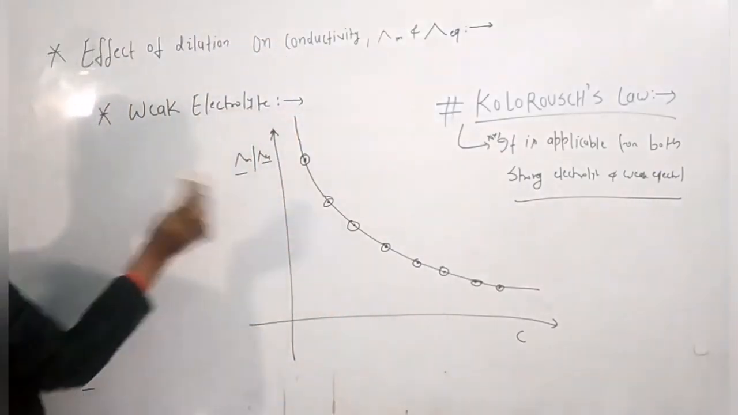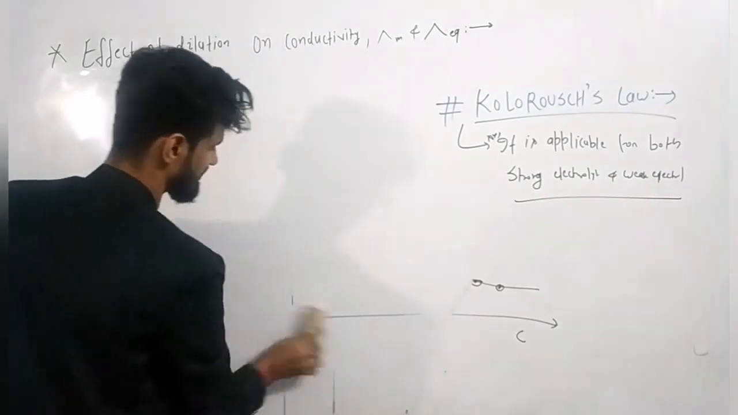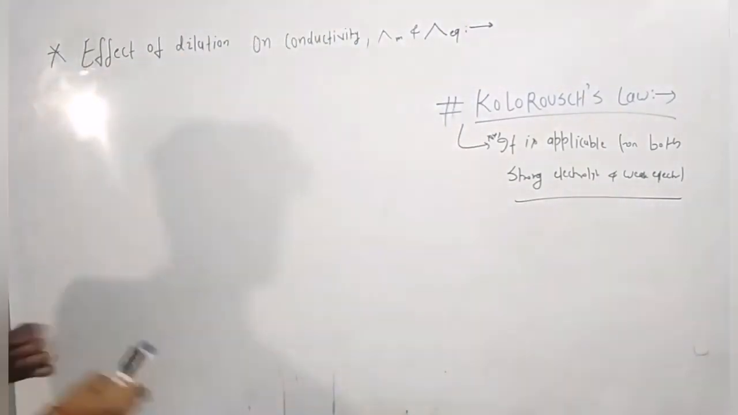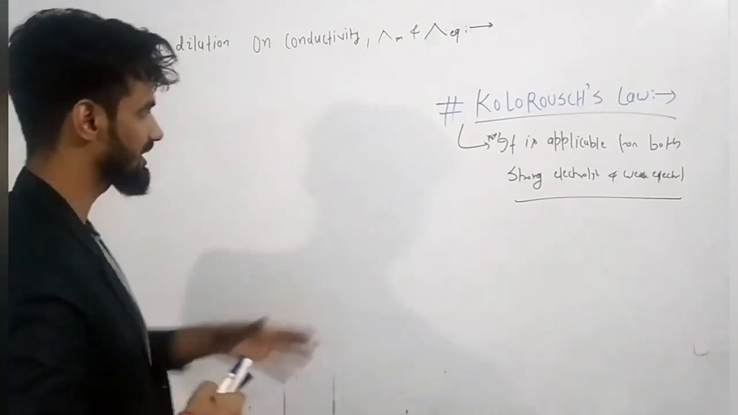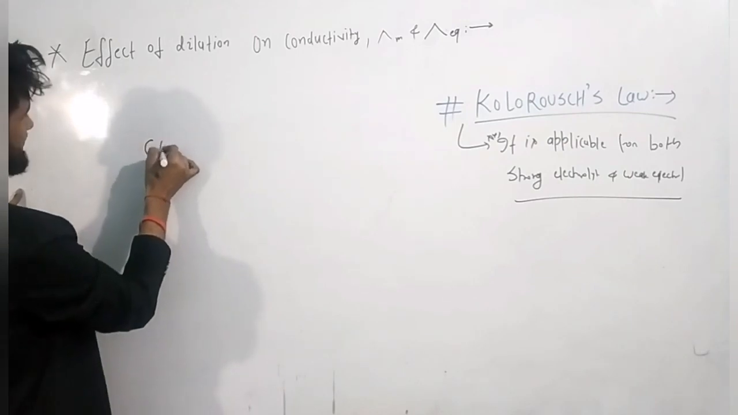Okay, so I think this graph is very clear to all of you. So this was the problem for the calculation of equivalent conductance and molar conductance at infinite dilution for weak electrolyte. So understand one thing, what Kohlrausch said. If you understand, there is a CH3OH.